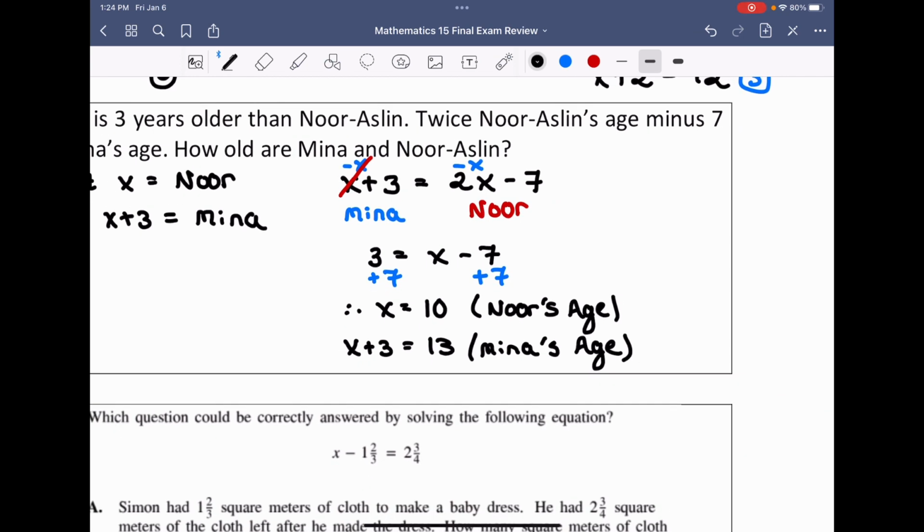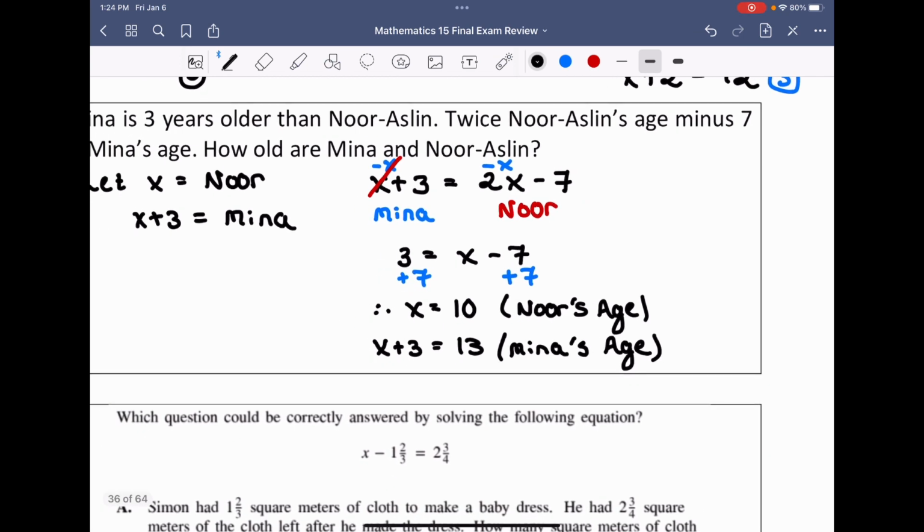In this case, we clearly labeled Noor's age as the one that was being compared to Mina's right away. And so whatever one doesn't include a direct descriptor, in this case, Noor's age wasn't directly used as a descriptor, we're going to just set it equal to x. So one of the ages is x, the other one is x plus 3, and then we use those descriptors to cross over.